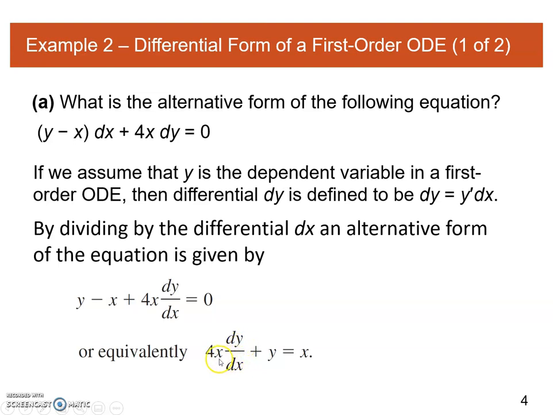And for a linear form, I think later on we will also learn that we need to make this coefficient equal to 1. So we will divide by 4x to make it in a more standard form. But anyway, we are not going to do it like this. Here we are just showing that this equation is an alternative to the originally given equation.